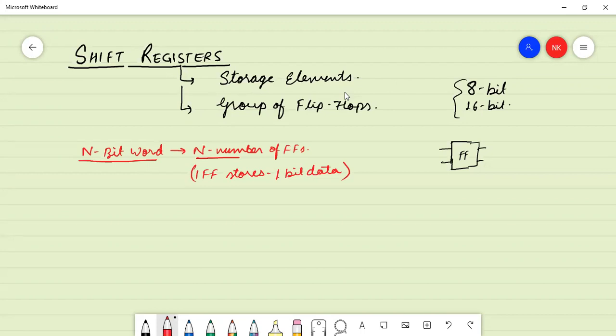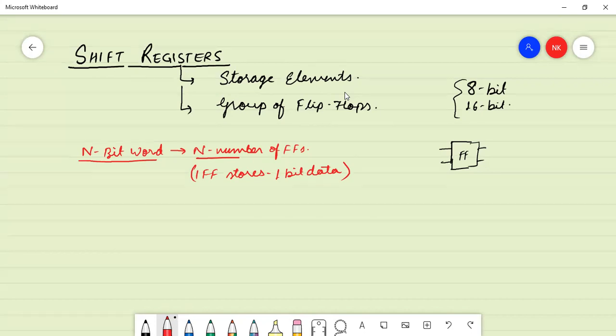Now, based upon the movement of data or shift of data, the name given is shift registers. The data is shifted from one flip-flop to another flip-flop, and gets stored. The shifting may be of different types. This shift register will have the capability to shift its binary information.